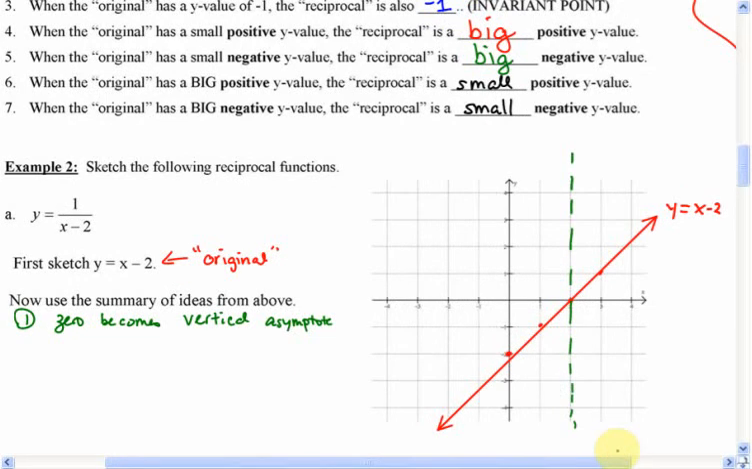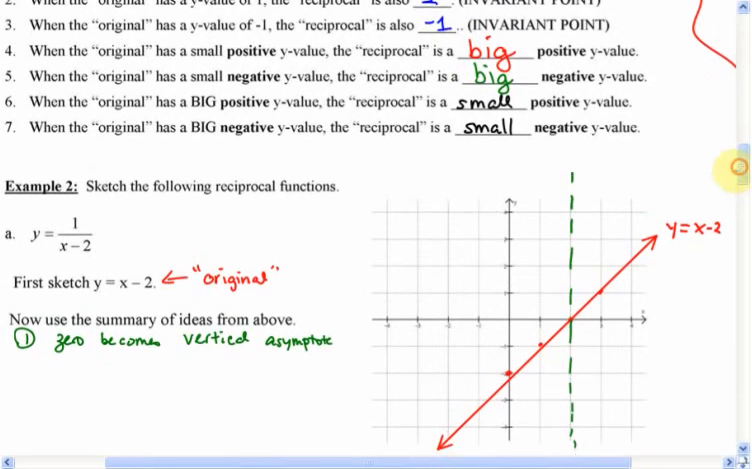Okay, what did I say for the next thing? The next thing I said was when the original has a y value of 1, the reciprocal also has what? The reciprocal is also y value of 1. So where is that? Point to me where that is on your graph. What are the coordinates where y equals 1? What's the x-coordinate when y equals 1?